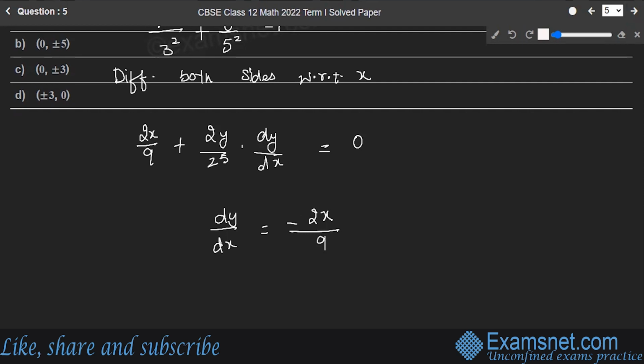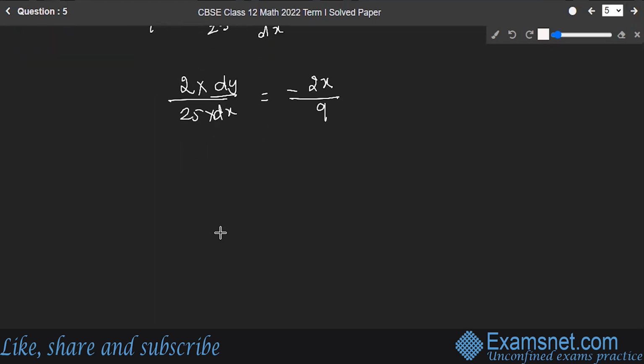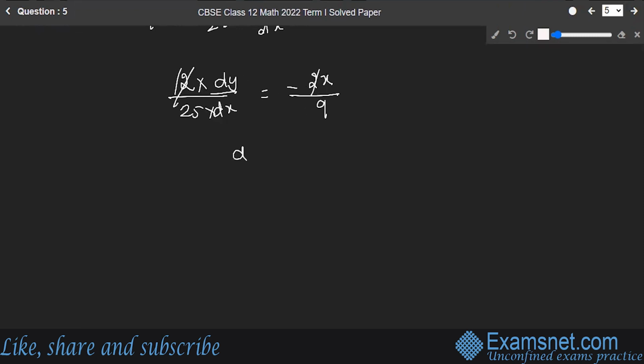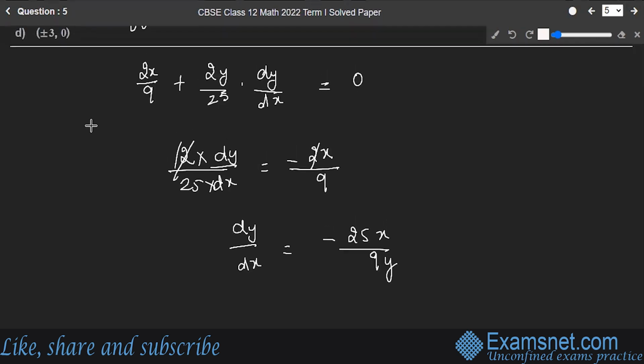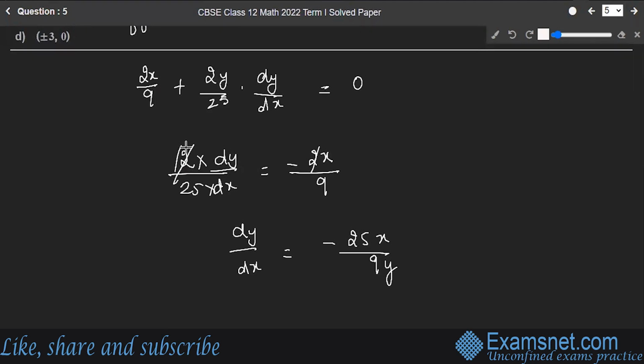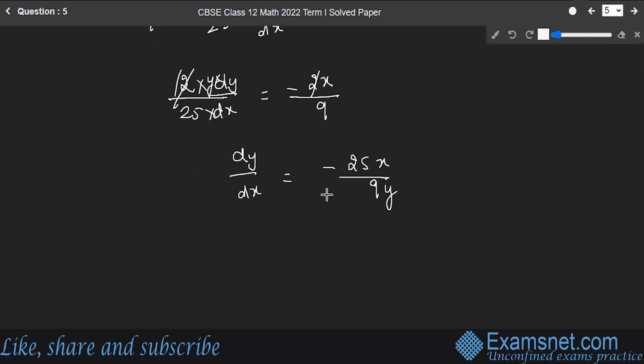upon 9. Fine, let's write it here only. 2 upon 25. I'll keep it as such right now. Okay, first thing is this 2 and 2 will cancel. And you have now dy by dx is equal to minus 25x upon 9y. Yeah, here was y as well. Forgot to write. Okay, so this is the value for dy by dx.